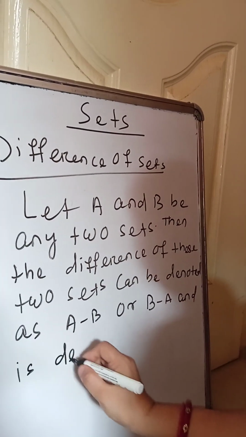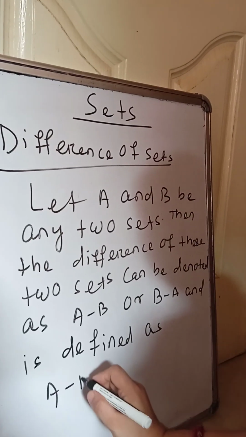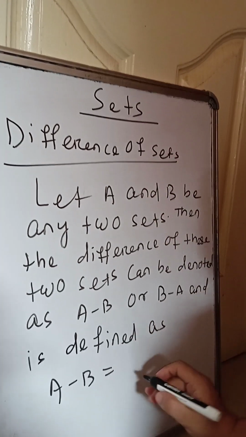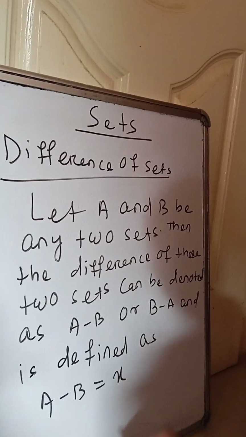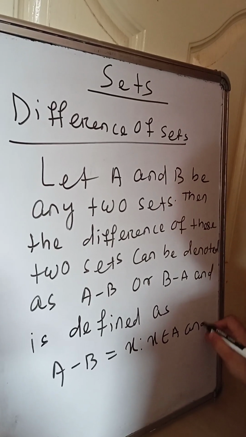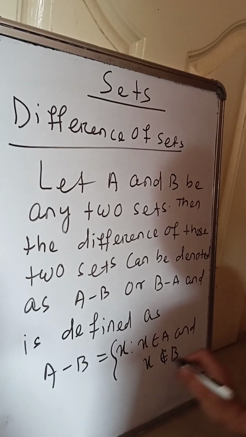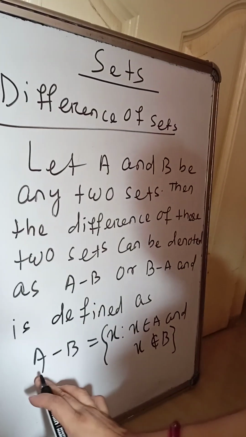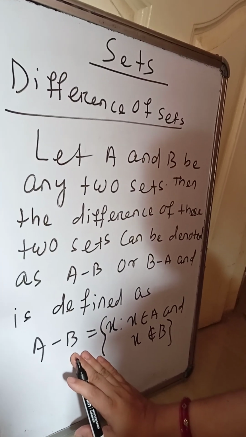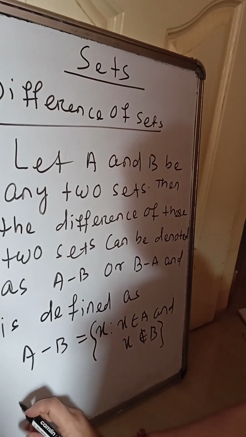It is defined as follows. Let us find A minus B first. A minus B is again a set of which elements? The set of elements X such that X belongs to A and X does not belong to B. So those elements lie in the A minus B set which belong to set A only but not in B. We will exclude the elements of B from set A. That is your A minus B.